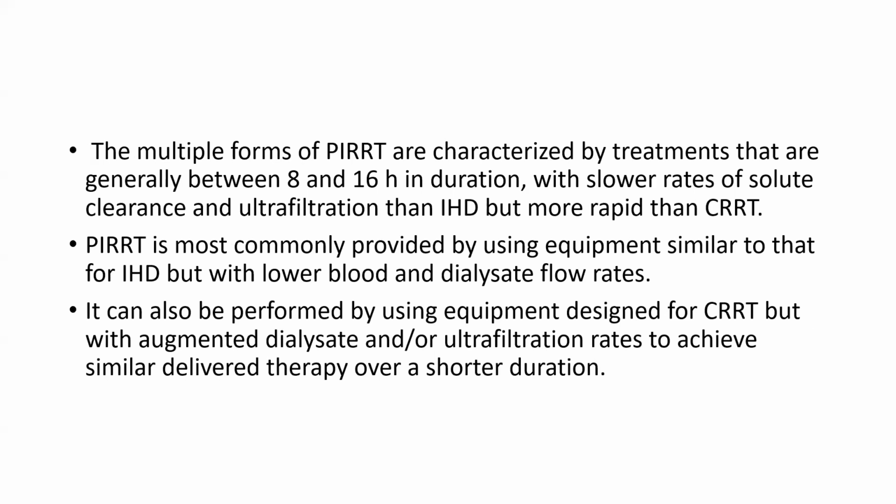The multiple forms of PIRRT are characterized by treatments that are generally between 6 to 8 to 16 hours in duration, with a slower rate of solute clearance and ultrafiltration than IHD, but more rapid than CRRT. PIRRT is most commonly provided using equipment similar to that for IHD, but with lower blood and dialysate flow rates. It can also be performed using equipment designed for CRRT, but with augmented dialysate or ultrafiltration rate to achieve similar delivered therapy over a shorter duration.